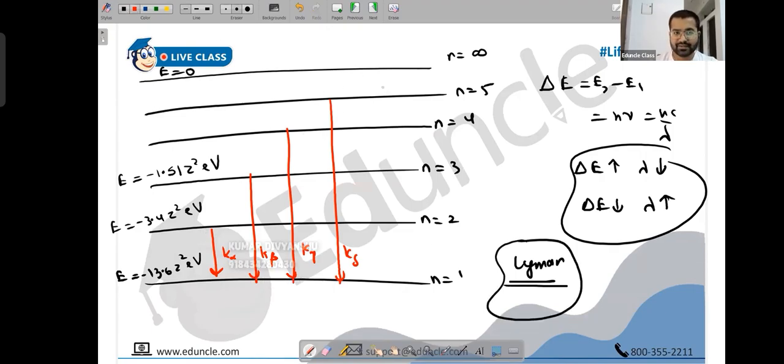Beyond K delta, we can go on to infinity. Whatever letter you want to use, it doesn't matter. So you can call this K infinity if you want.